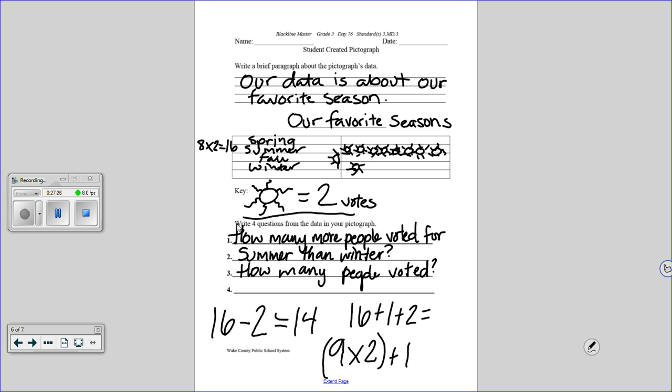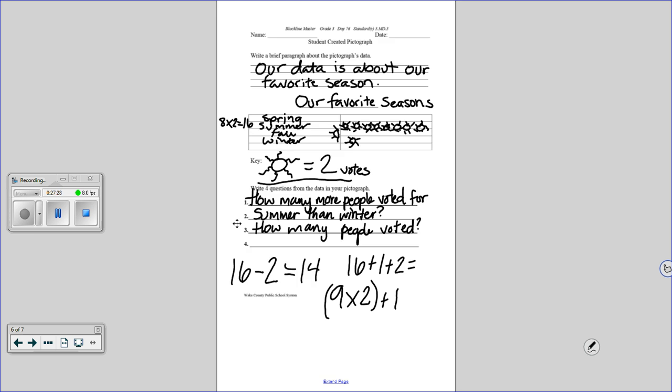What is 9 times 2? Every single hand should be up. That is a doubles. You know your doubles. Ryan? 18. Plus 1. 16, 17. Very good. I want you to write 2 more questions on your own that you could ask about this data.